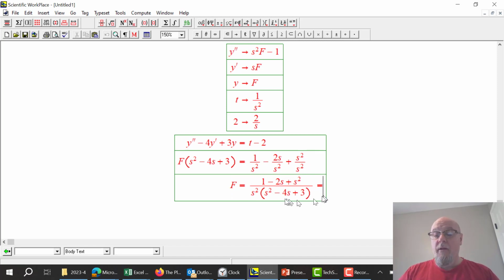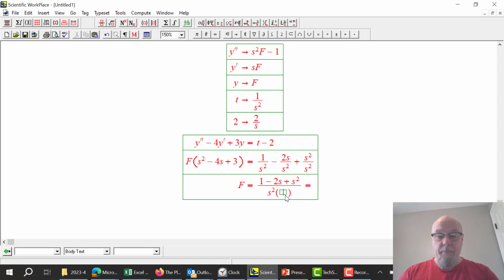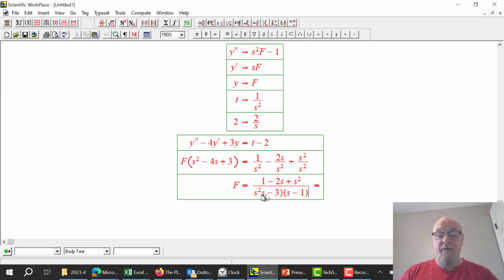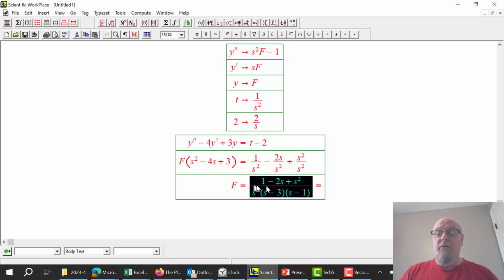The next thing I want to do is factor this. Let's write this in its factored form. I know that from when I saw it as the auxiliary equation, it was s minus 3 times s minus 1. So now it's in the factored form. And I want to do partial fractions on this piece. So I'm going to break this up into partial fractions.